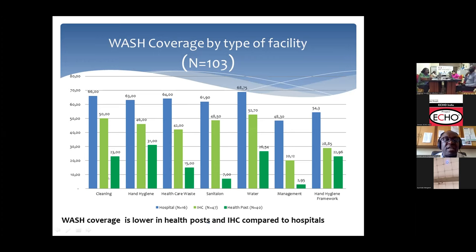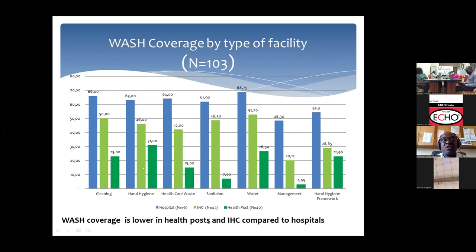In cleaning, they had only 23% of the health facilities with sufficient WASH cleaning. And then in terms of hand hygiene, the coverage was only 31%, meaning that only 31% of the facilities had adequate hand hygiene infrastructure. Then for healthcare waste, only 15%. Sanitation, 7%. Water, 26%. Management, which means the leadership, about only 3%.